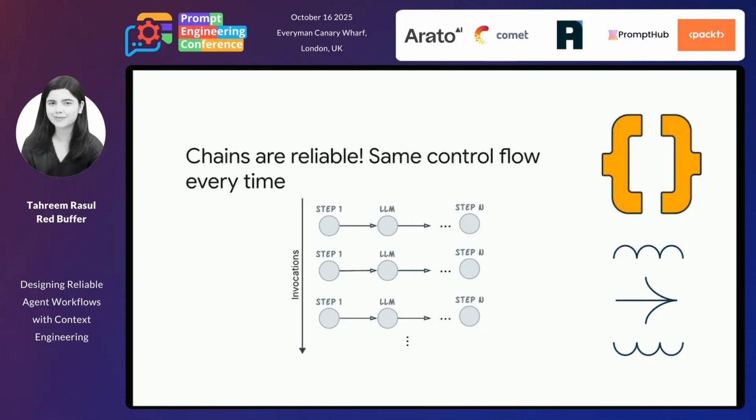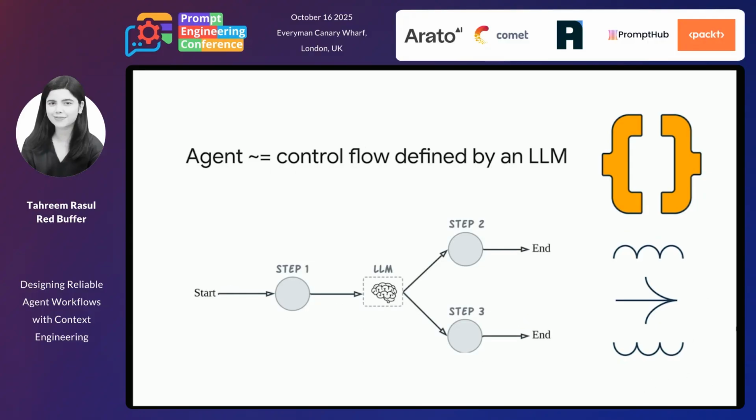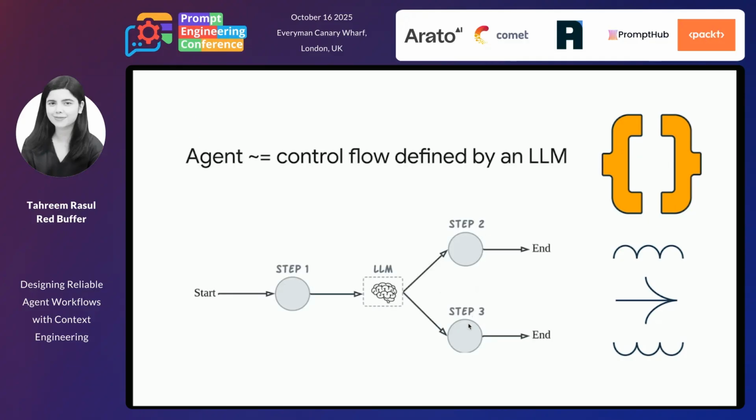But we quickly found out that in some cases, we want the LLM to define the control flow, right, based on the user query. And we don't want to predefine things. And this is essentially in this figure, right? You give it a bunch of steps, and then you have the LLM define what step it wants to take. And this is basically how we define an agent, where the control flow is defined by your LLM.